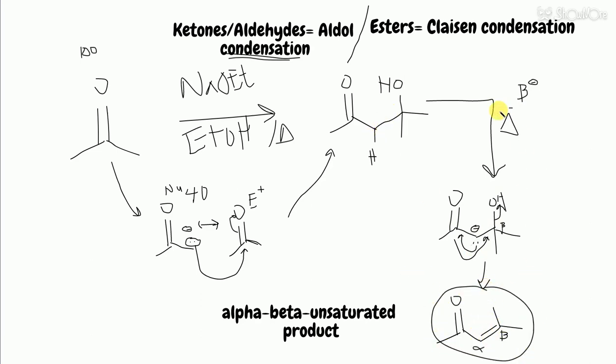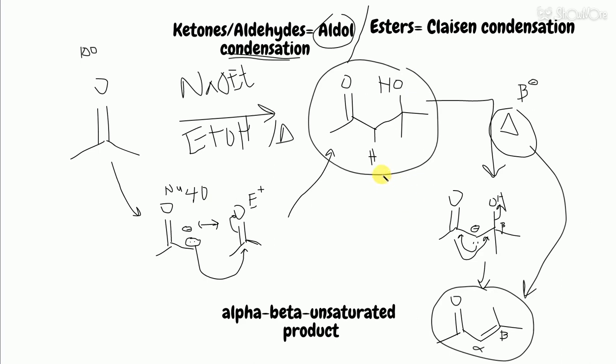But this is only whenever we have heat. Heat promotes the dehydration. This process is dehydration. This is the base catalyzed dehydration. You can also have acid catalyzed, which works similarly, but not too important right now. We usually use the base to do so. Okay, so you need to know how to do the ketone aldehyde aldol. This is called aldol condensation. This is the condensed product. This is the dehydrated product.